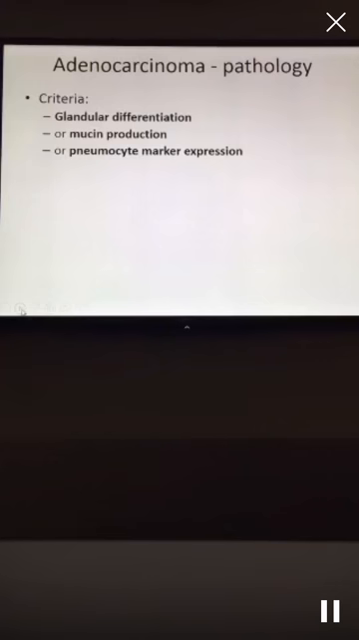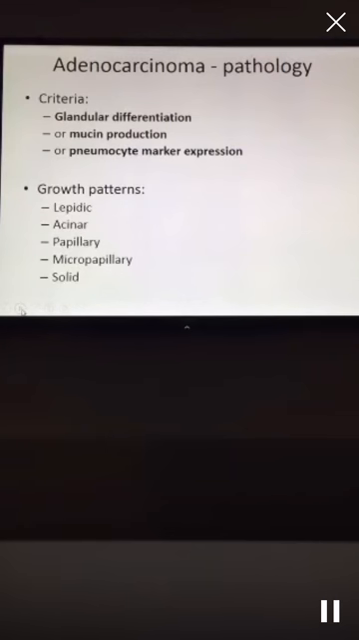So the criteria should be either the tumor makes glands or the tumor makes mucin, or shows pneumocyte marker expression. Pneumocyte marker expression is a thing that's been added in the new classification. In the previous one, there was no such thing. There was either glands or mucin, and there was no other way. And what they mean by this is that in a poorly differentiated tumor, if you have TTF or napsin expression, then that qualifies as an adenocarcinoma, even if it doesn't have glands or mucin.